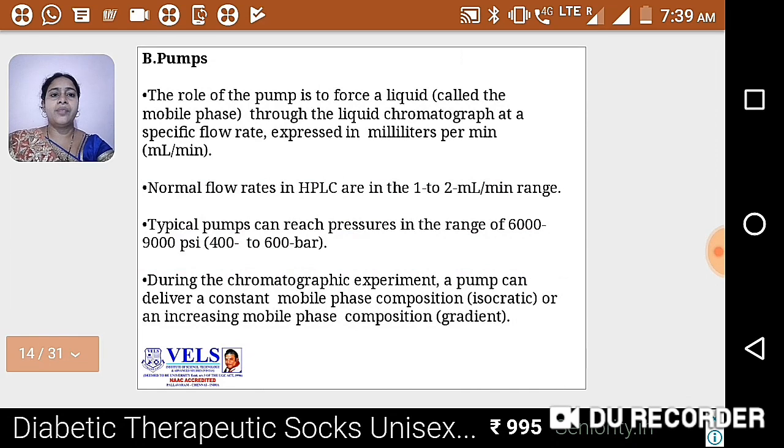Coming to the pumps. The role of pumps is to force a liquid called the mobile phase through the liquid chromatogram at a specific flow rate expressed in milliliters per minute. Normal flow rates in HPLC are in the range of 1 to 2 ml per minute. Typical pumps can reach a pressure up to 6000 to 9000 psi or 400 to 600 bar. During the chromatographic experiment, a pump can deliver a constant mobile phase composition, that is isocratic, or an increasing mobile phase composition, that is gradient.